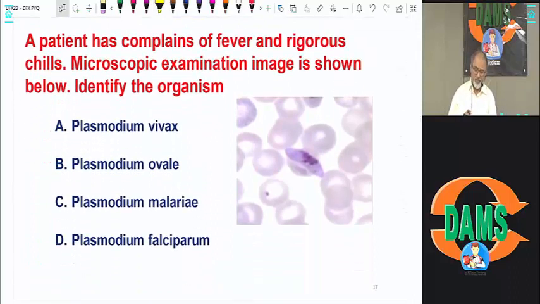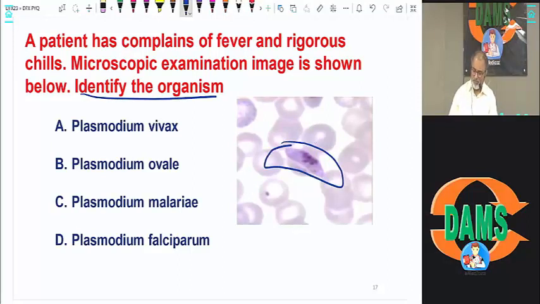Patient has complaints of fever and rigorous chills. Microscopic examination image shown below. Identify the organism. Banana or boat shape. Game over. What is it? Plasmodium falciparum. If you are able to see a banana or boat shape gametocyte, close the file, it is falciparum. Or multiple rings in the cell, accolé formation. If you read the notes properly, you can answer all the questions.